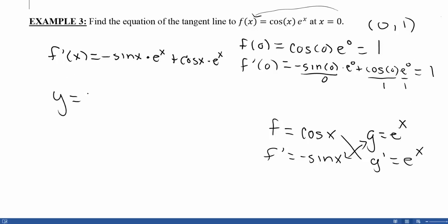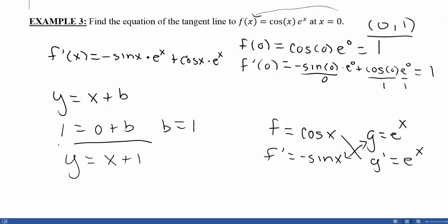So that gives me y equals x plus b. Now I can plug in my point to solve for b. My point again was (0, 1). So y is going to equal 1 when x equals 0. So that tells me that b has to equal 1. So finally, the equation of my line is y equals x plus 1. So I was able to find the equation of the tangent line that touches the function cosine x e to the x at x equals 0.